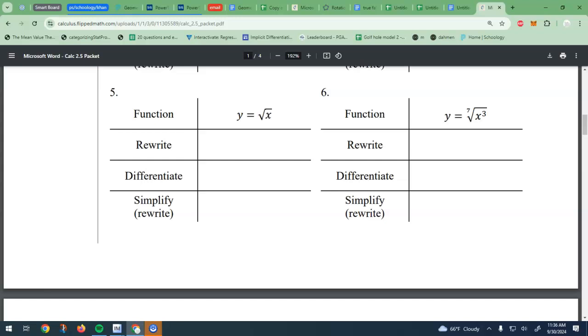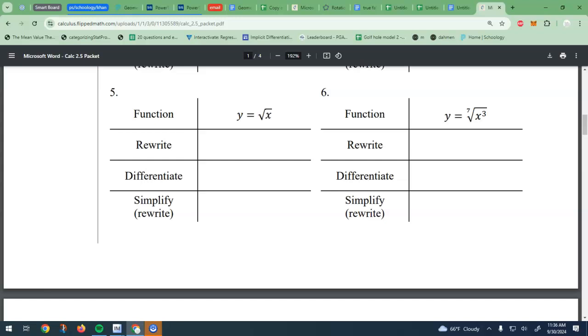So is that x to the 3/7 or 7/3? 3/7. Inside or outside? And then you bring down, so 3/7 x. Reduce the power by 1, so you're doing 3/7 minus 7/7, which would be negative 4/7. And then simplify so there's no negative exponent.